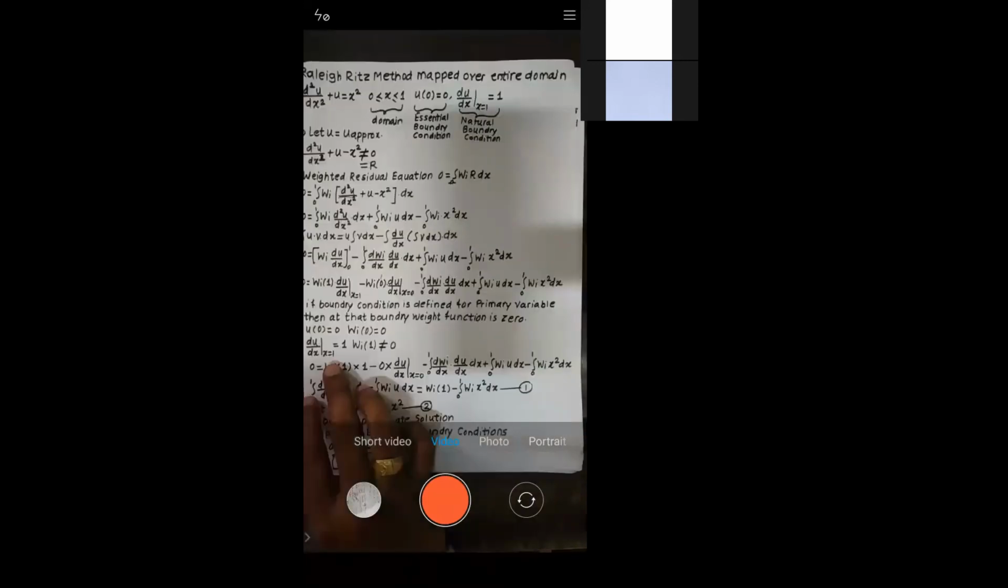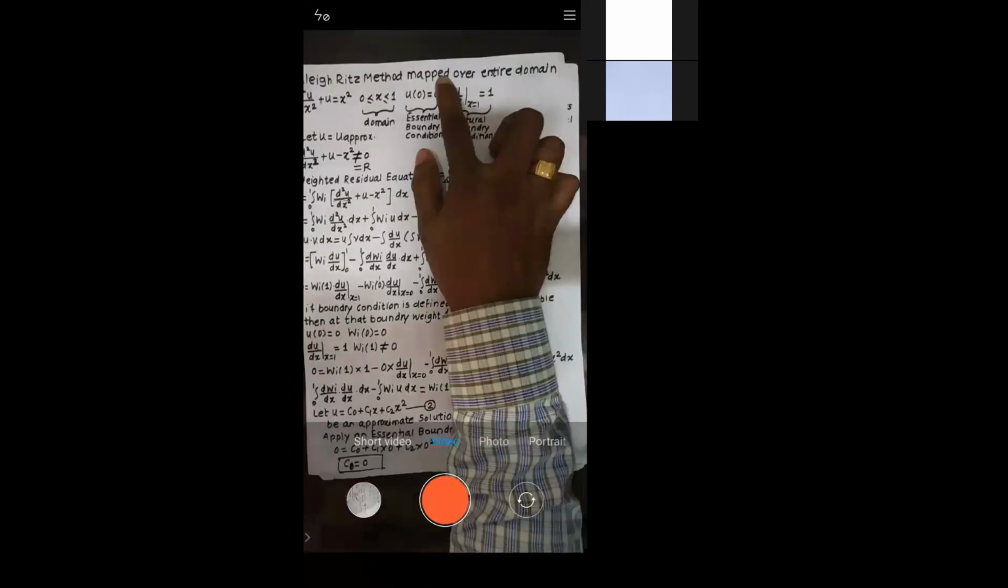So these are the answers which we have got by Rayleigh-Ritz method, which is mapped over entire domain. Okay. So in the next lecture, we will continue the same method, Rayleigh-Ritz method, but it is mapped on a general element.